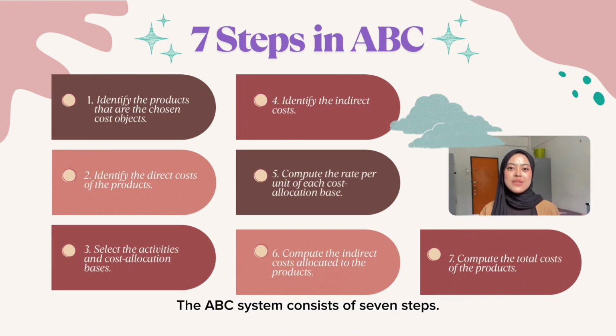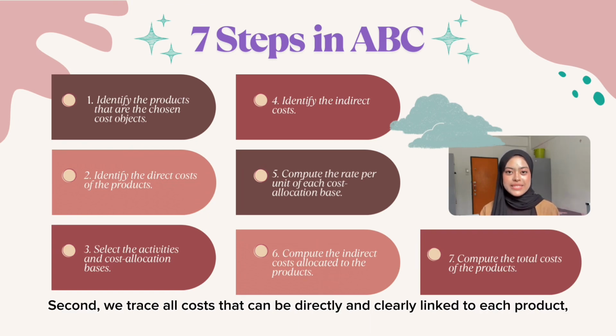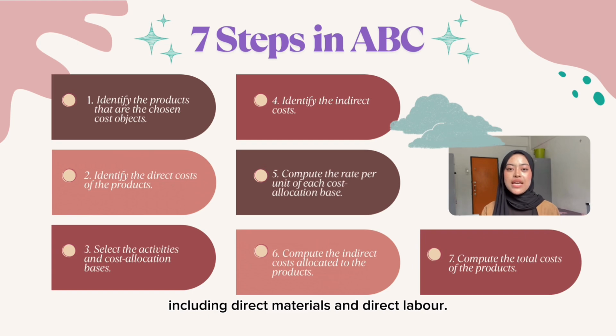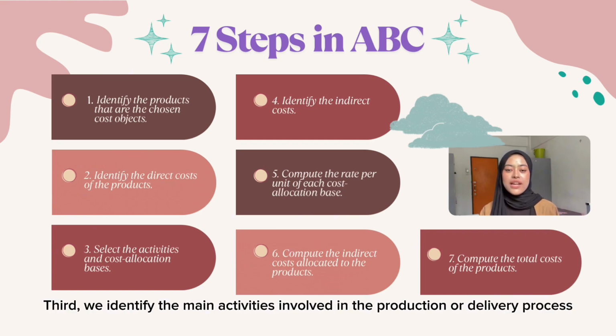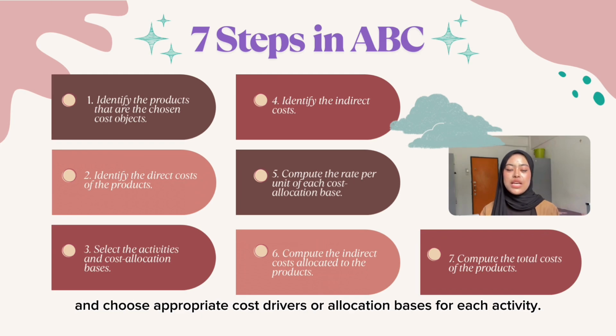The ABC system consists of 7 steps. First, we need to identify the product, service, or customer that we want to calculate the cost for. Second, we trace all costs that can be directly and clearly linked to each product, including direct materials and direct labor. Third, we identify the main activities involved in the production or delivery process and choose appropriate cost drivers or allocation basis for each activity.